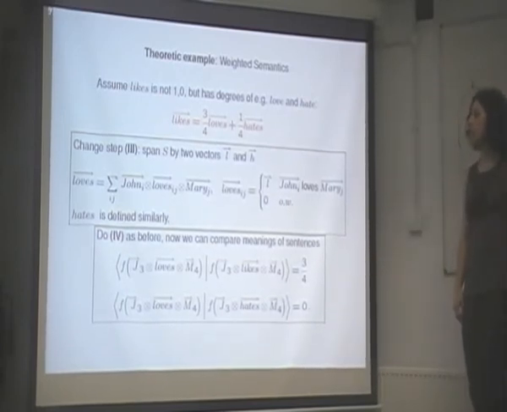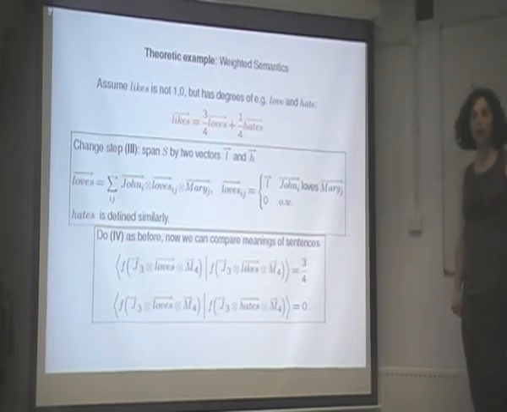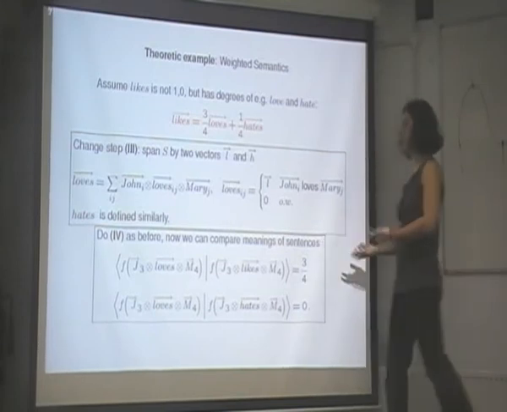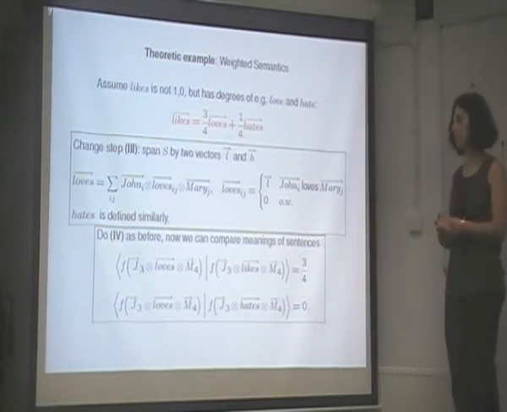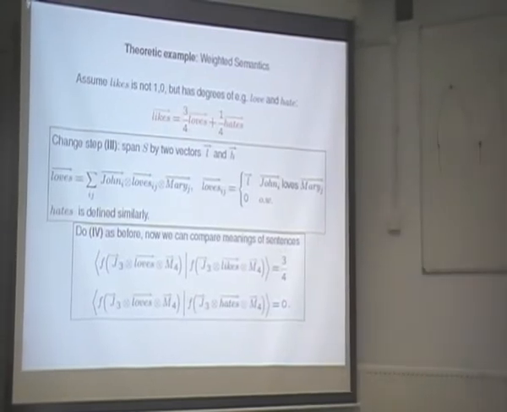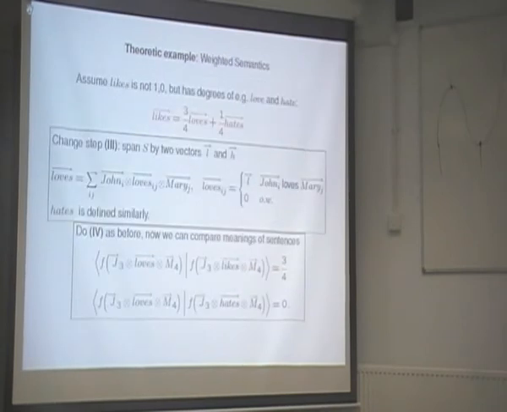However, here we can actually really compare the meanings. For example, how close is John loving Mary to John liking Mary? Well, 3/4 close. There's a 3/4 intersection between the two meanings, loving and liking, 3/4 close to each other. How about love and hate? Well, zero. They better be zero. So, weighted relations, if you want, probably.